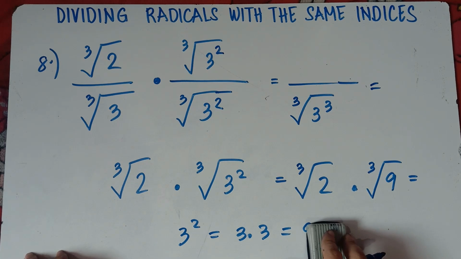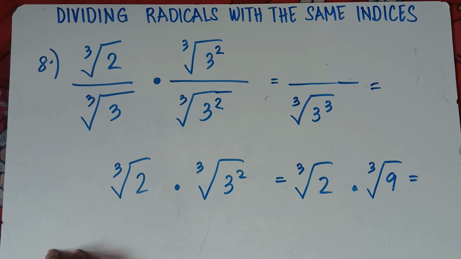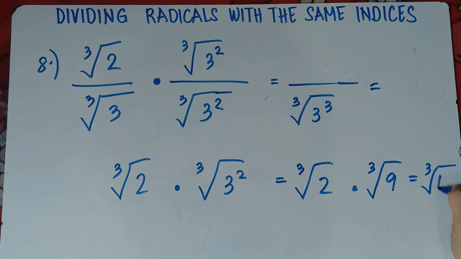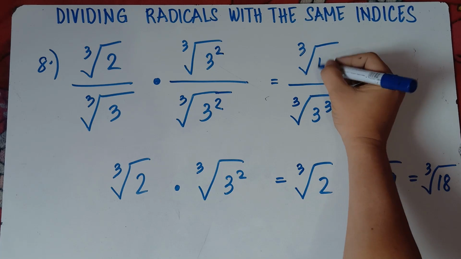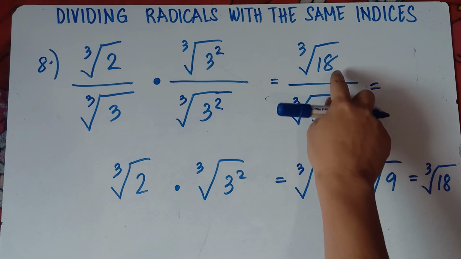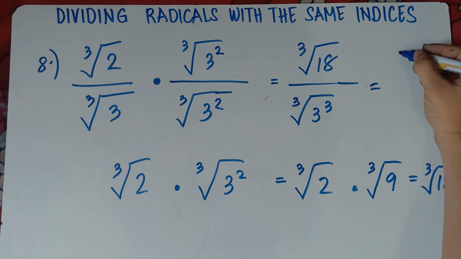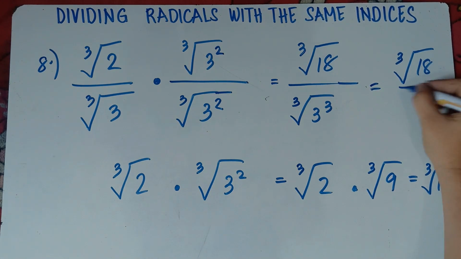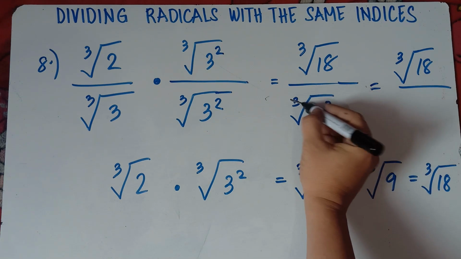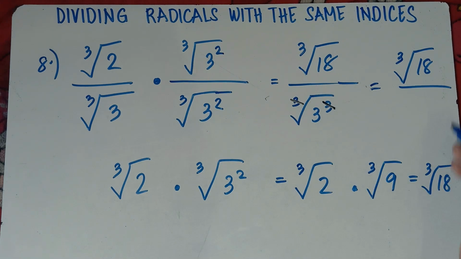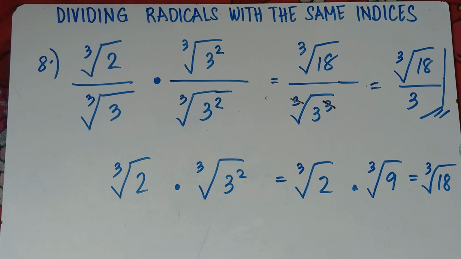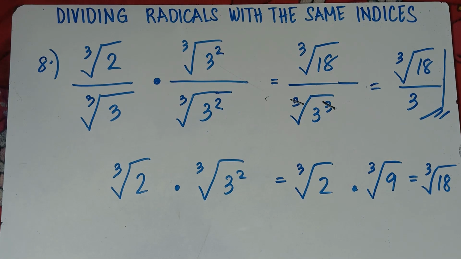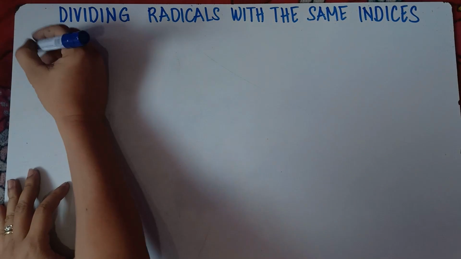So this will be cube root of 2 multiplied by the cube root of 9. This will be the cube root of 18, since 9 times 2 is 18. And our final answer will be the cube root of 18 over, so we can just simply cancel this out, same index and exponent, over 3. That's it, class. This will be our final answer for number 8. Alright, so let's try number 9.